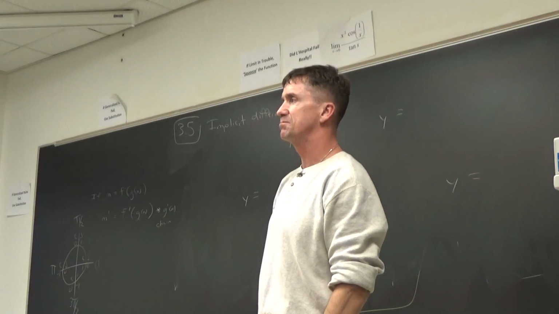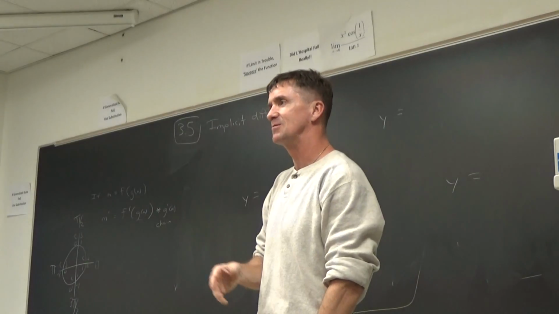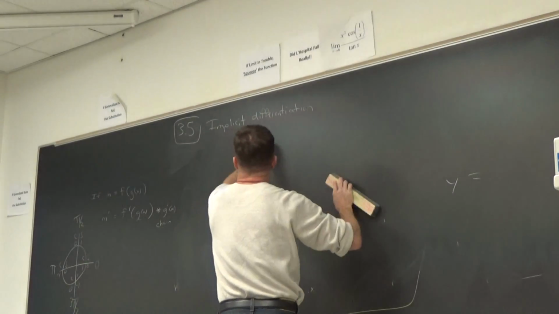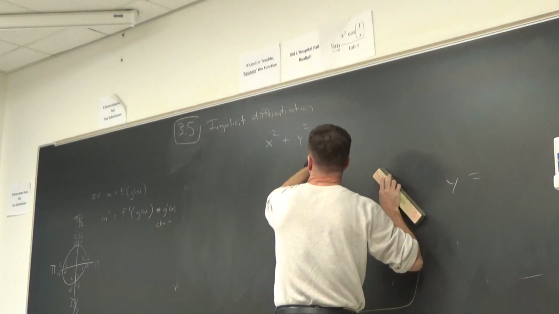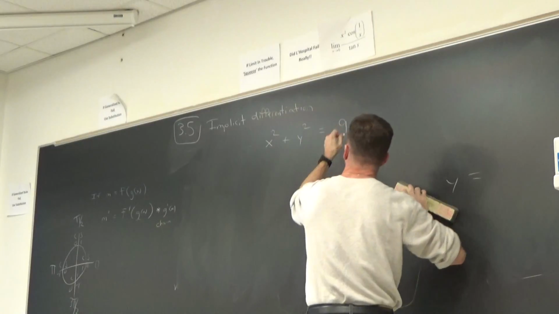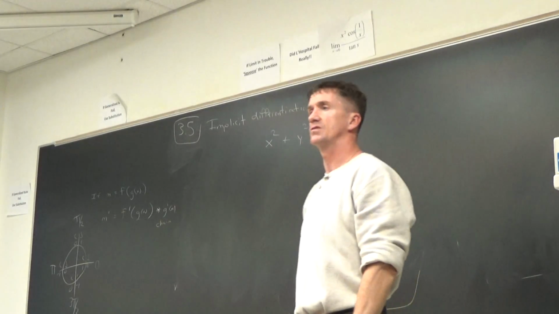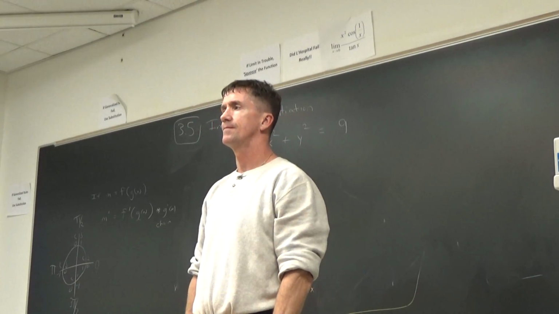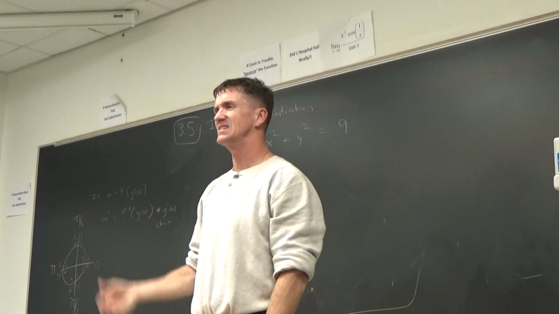So it sounds like with these problems, you're not going to have that y just sitting off to the left of the equal sign. You're going to get something like this. Like a circle. I thought we'd start with the circle. I think it's a good place to start when we're doing implicit differentiation. Okay? Oh, it's not y equals. That's not even a function, is it?